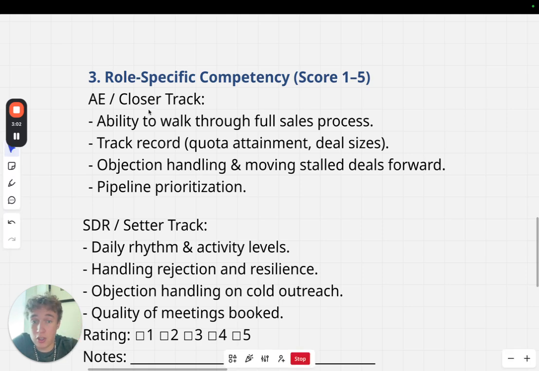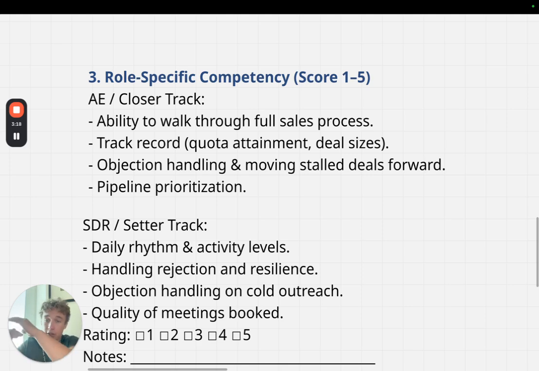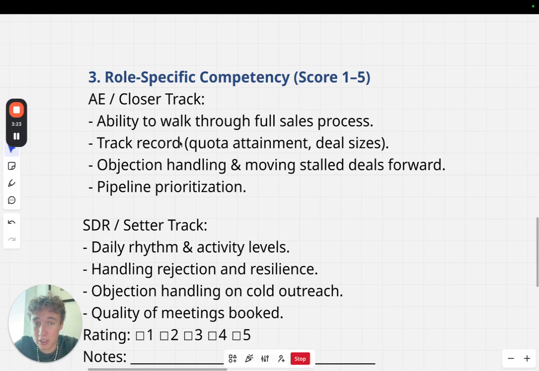So, for example, an AE, you want someone who has an ease to walk through a full sales process. They have a level of track record, but they also know how to handle objections, pre-handle them as well. They know how to move forward certain types of deals. They know how to follow up. They know how to work their pipeline. There are different things coming. They know how to conduct a really great discovery. So all these little things make someone good at the role.